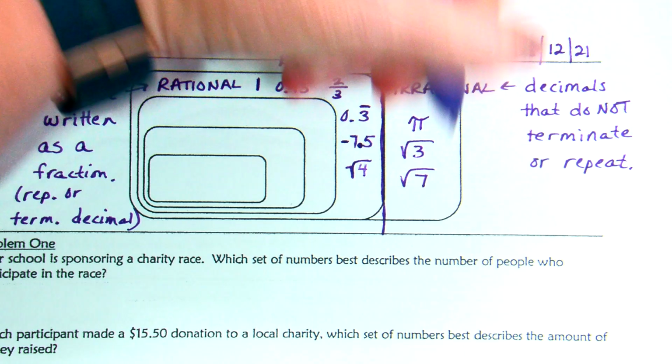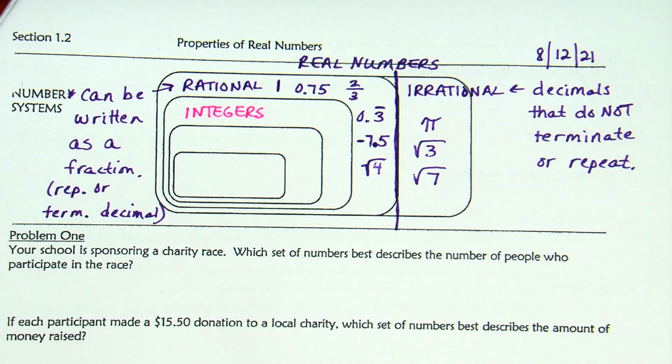Okay, so all real numbers are rational or irrational. If it's irrational, it's just irrational. There's nothing else to go with it. If it's rational, there's some subcategories. First one I'm going to talk about, integers. So some rational numbers are integers.